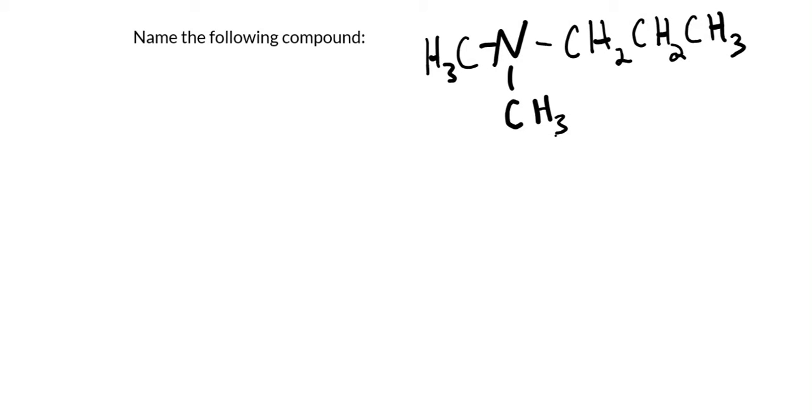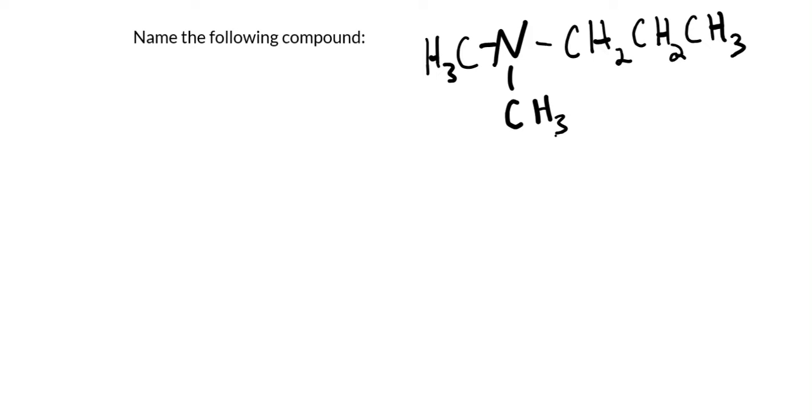Okay, so we have here a naming question, and we're asked to name the following compound. Right away we can see that nitrogen, which should have us thinking either amine or amide at this point in the course. Because there's no carbonyl carbon bonded directly to the nitrogen, we can eliminate the amide concern and realize that we're, in this case, looking at an amine.